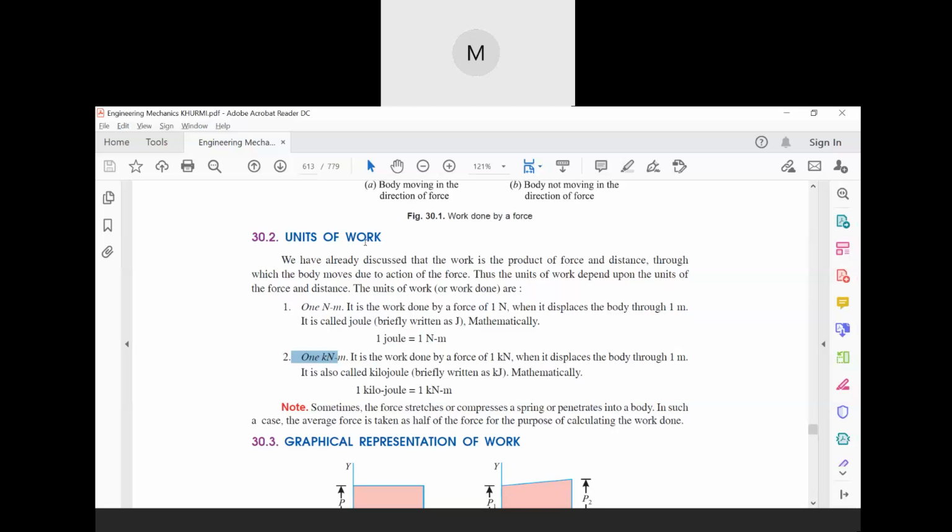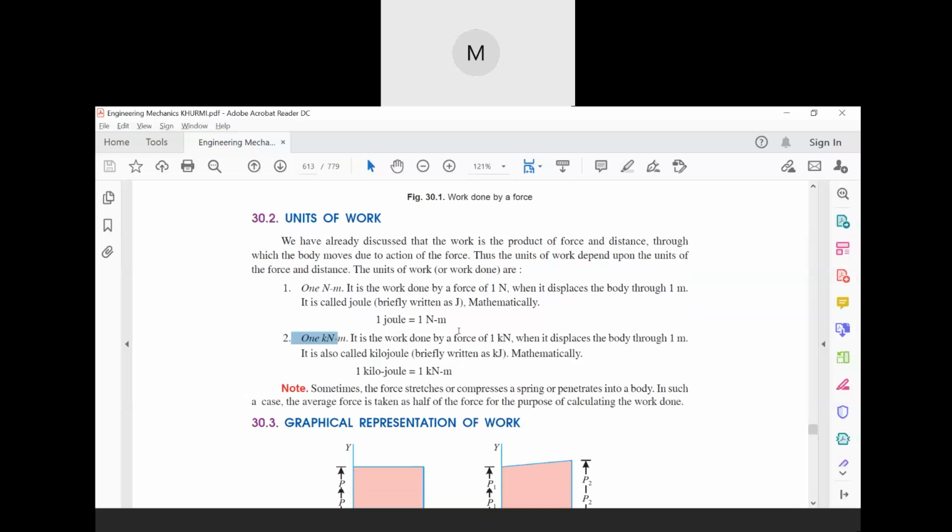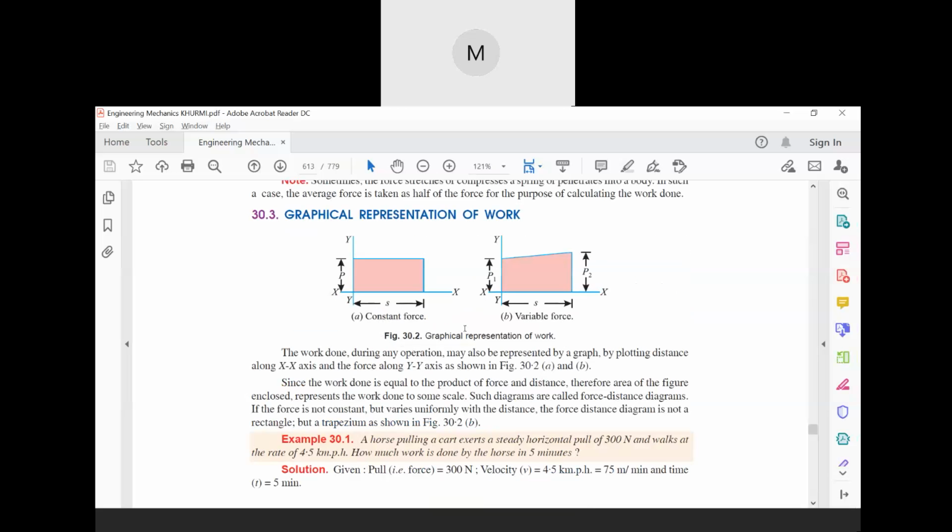Now let us do a graphical representation of work. The graphical representation of work, look. So the work done during any operation.